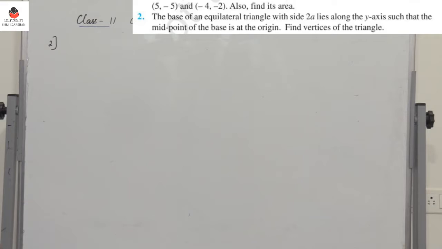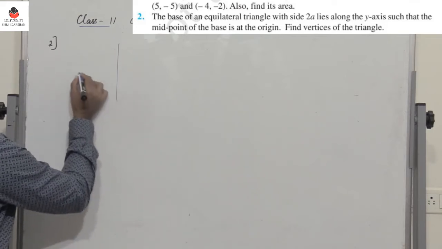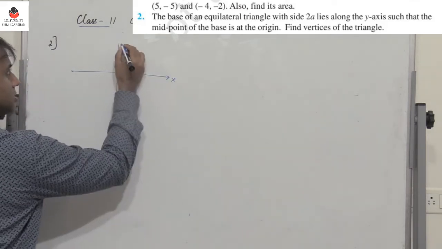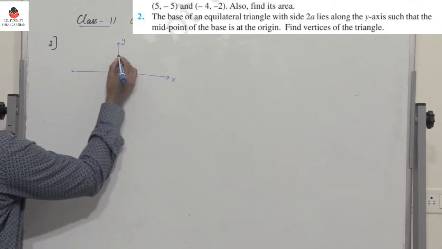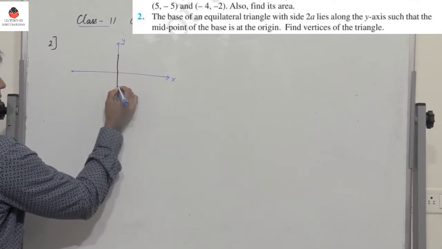Question 2. The base of an equilateral triangle with side 2A lies along the y-axis such that the midpoint of the base is at the origin. Find the vertices of the triangle. So I have the xy axis, this is x and this is y, and there's an equilateral triangle where the base lies on the y-axis.